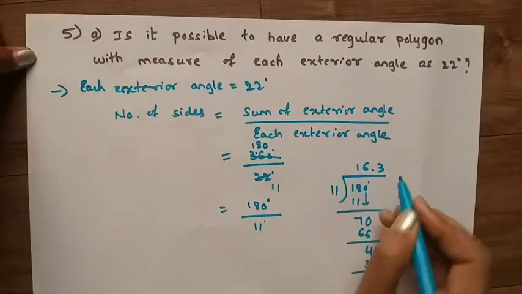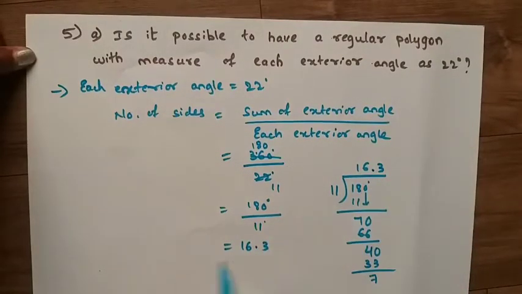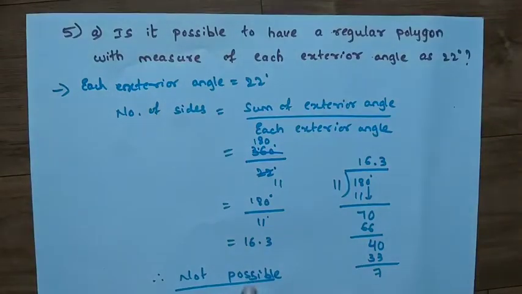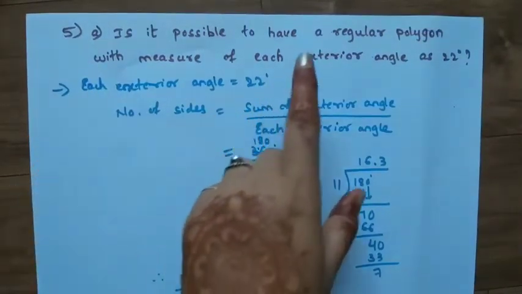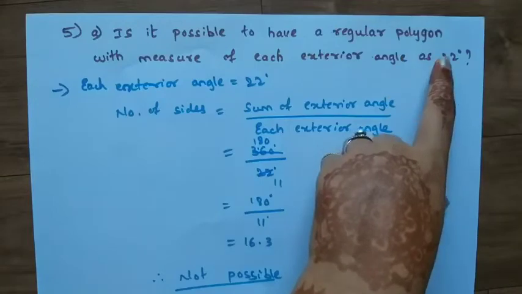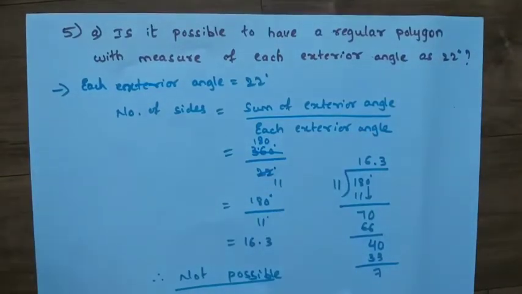Here the solution we get is 16.3, which is a decimal number. So it is a decimal number, so it is not possible to have a regular polygon when each exterior angle is 22 degree, because we know that the number of sides is a natural number. It is not in the form of a fraction or decimal. So the number of sides is always a natural number such as 3, 4, 5, 22, 39. That type of number is what we have for sides. So this is not possible. This is our solution.